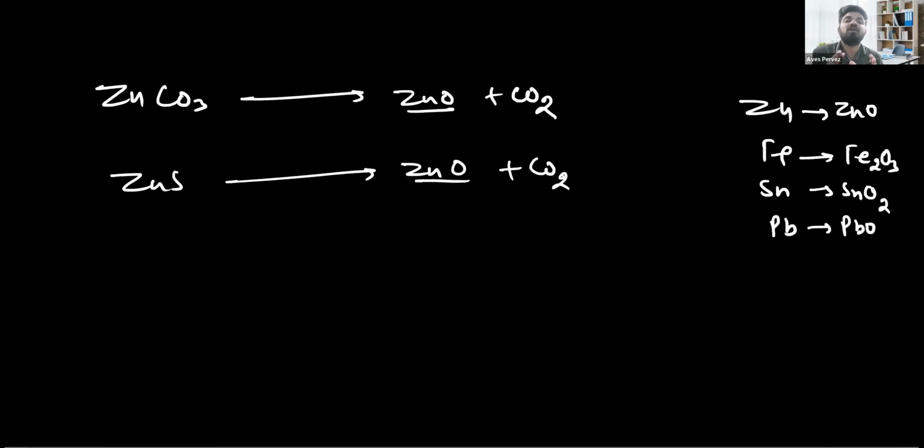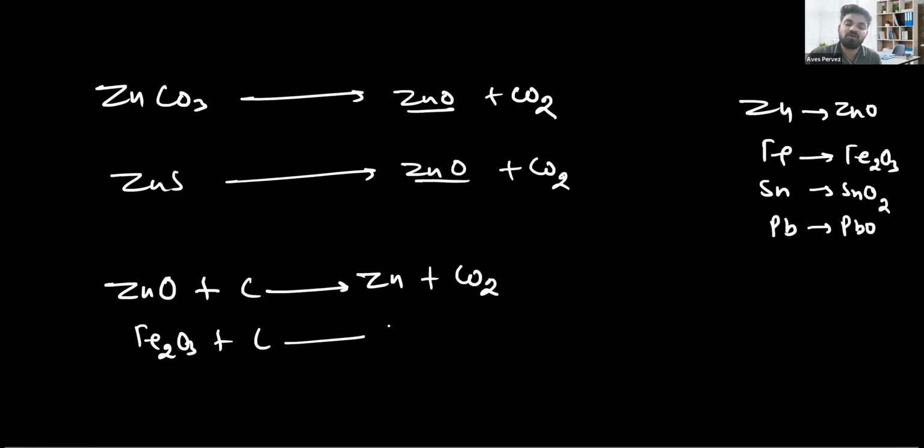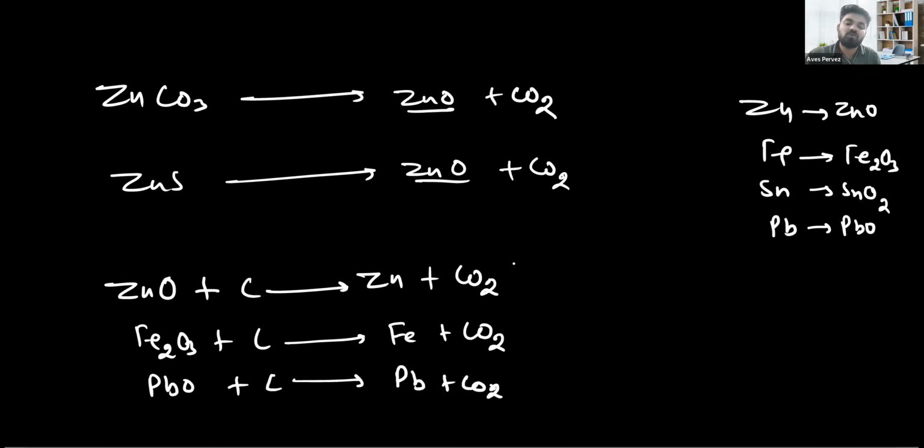So we are studying the chemical methods, or metallurgy, and metallurgy is an economical process in which we use those reagents that are easily available, cheaper, and give us a low cost effective process. Okay. So if I have ZnO and it reacts with carbon, it will give you Zn plus CO2. If I have Fe2O3, then when you heat it with carbon, it will give you Fe plus CO2. Got it? If we have PbO and we heat it with carbon, it will give you Pb plus CO2. So this is called reduction with carbon.